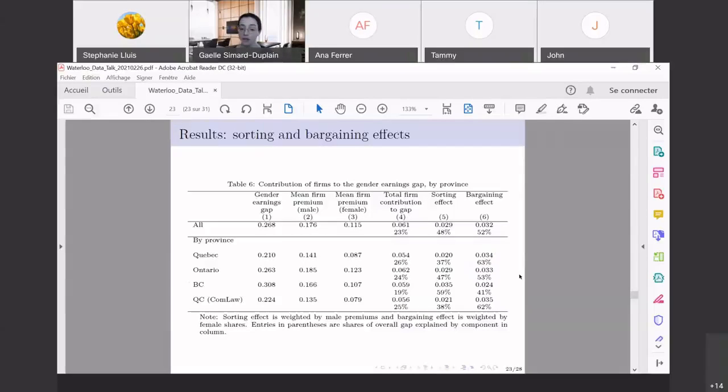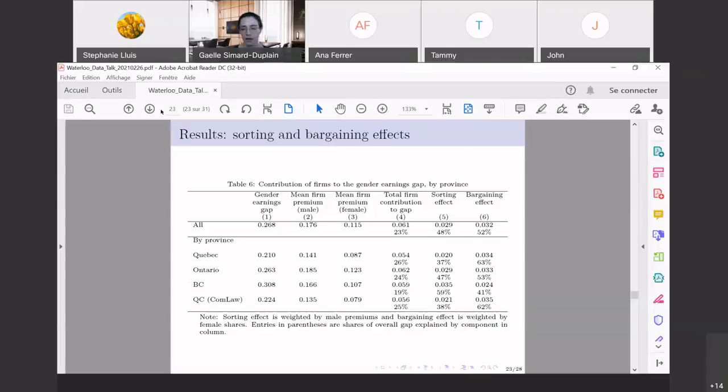In comparison, the importance of bargaining in BC is much more on the scale of what we see in other countries. So this finding that we have for Canada is not uniform across Canada, even though many of the institutions, not all, but many of the institutions that we would think could impact the role of firms are going to be uniform across the country. And so we have important differences in the role of those two channels even within a country, which is a good thing to have in mind when you think about the international comparisons.